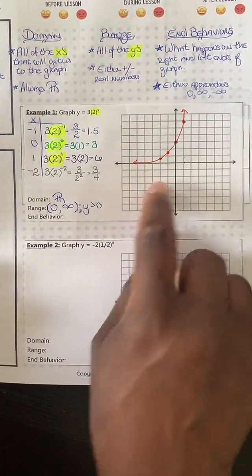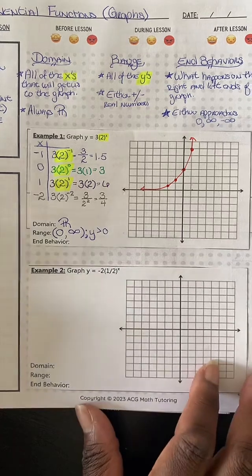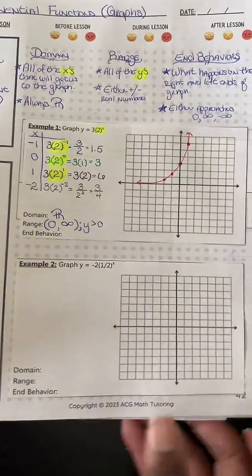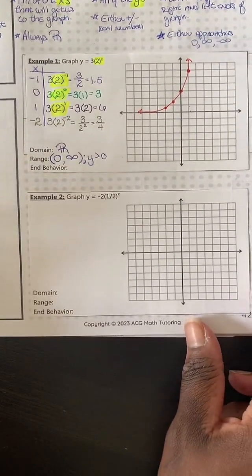All right, so we'll worry about the end behaviors next time. I just want us to at least get this. Now, so when it comes to the next one.